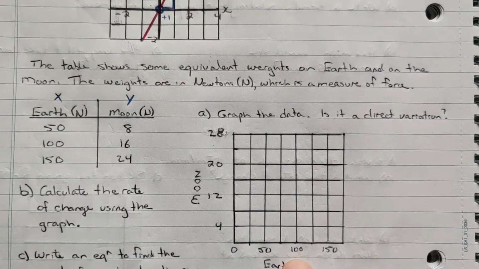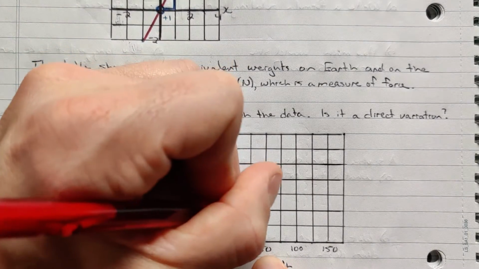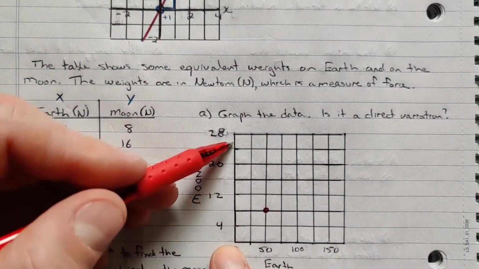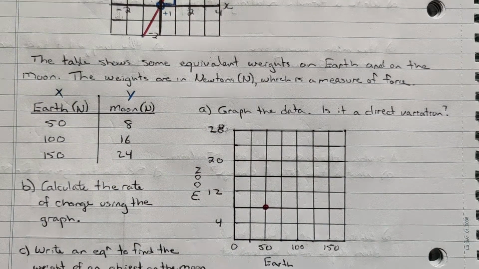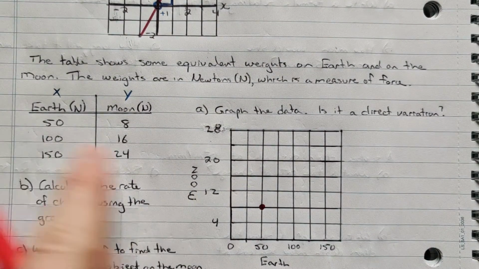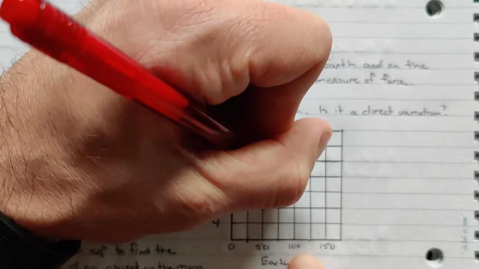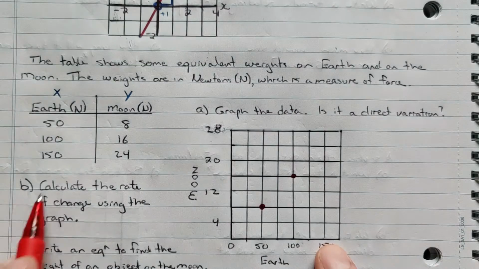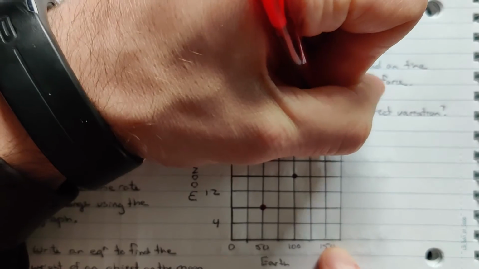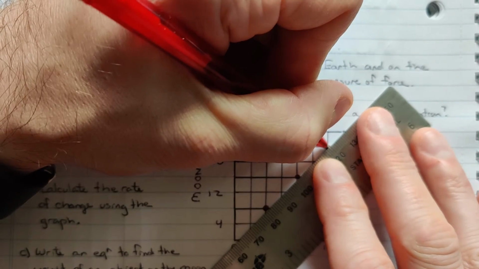So I can plot these points now on here. I have 50 on Earth, 8 on the moon. So that would be right here on my graph that I set up. Notice I made my scale. I just went up by 25s on the bottom here, went up by 2s on the side here. You make a scale that fits the graph and space that you have, so you can be somewhat accurate. 116 would be about right here. And then finally 150 and 24. So that's going to be right here. So there are my points on the graph, and then I will use my ruler and connect the dots.